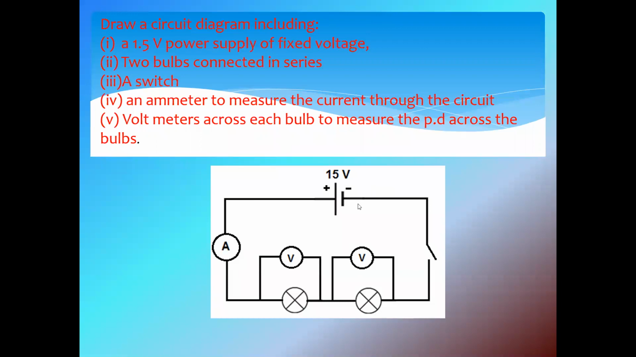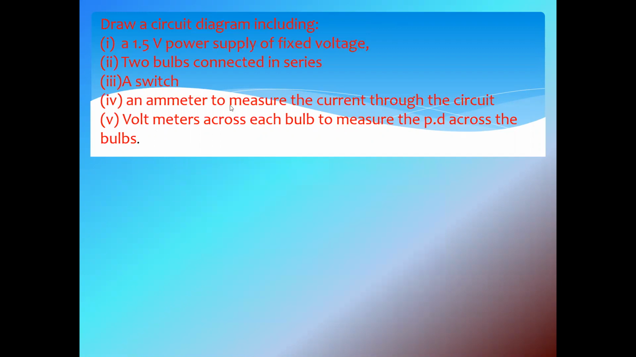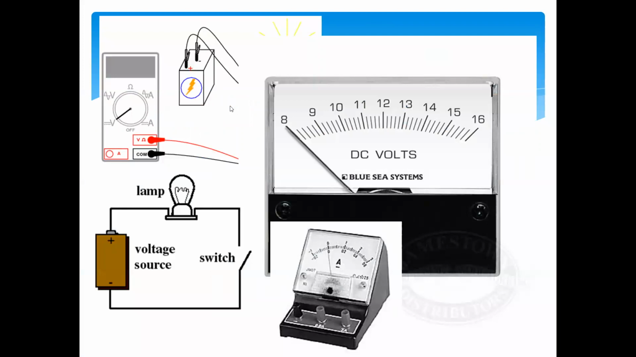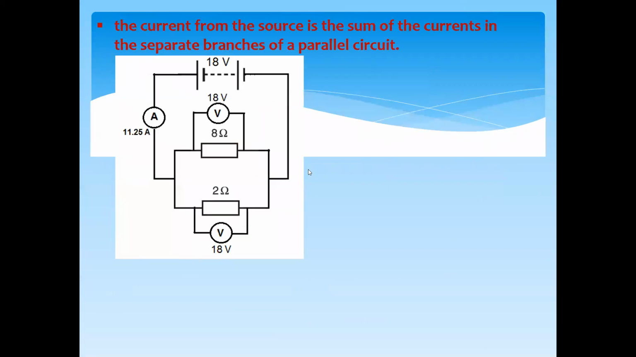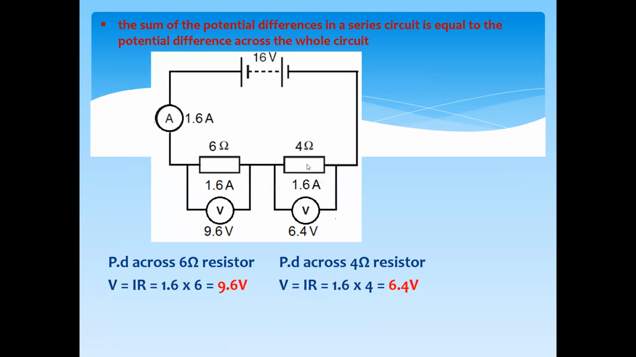So if you want to connect a 1.5 volt battery with two 1.5 volt cells connected in series, we'll connect two voltmeters in parallel and an ammeter in series. So these are some voltmeters and ammeters. This is a digital voltmeter and ammeter. So today's class main focus was just to go through the O level electricity topics.